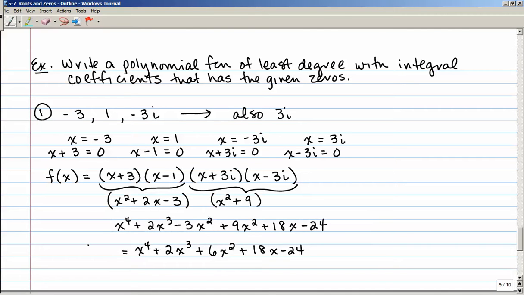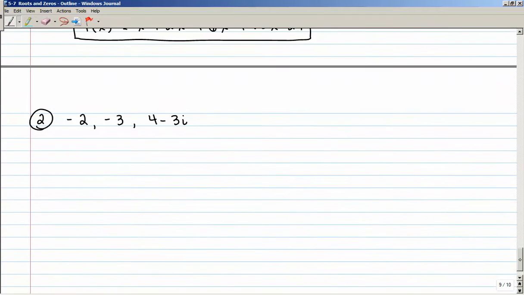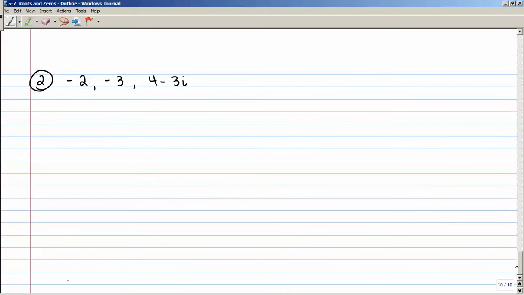So the function of least degree that has negative 3, 1, and positive and negative 3i as its zeros is this function right here. So it's basically just doing what we've been doing backwards. And let's take a look at one more example here.